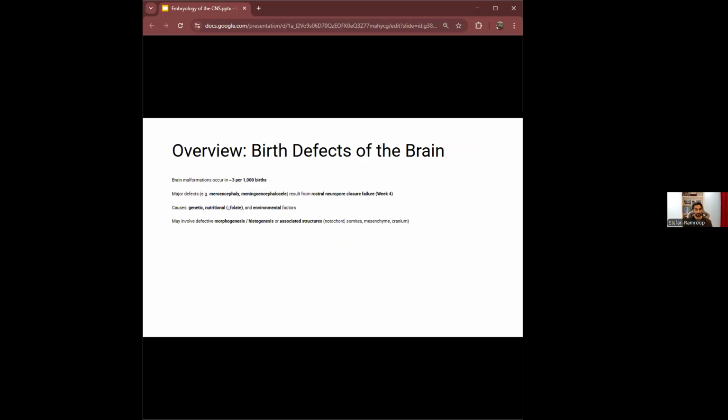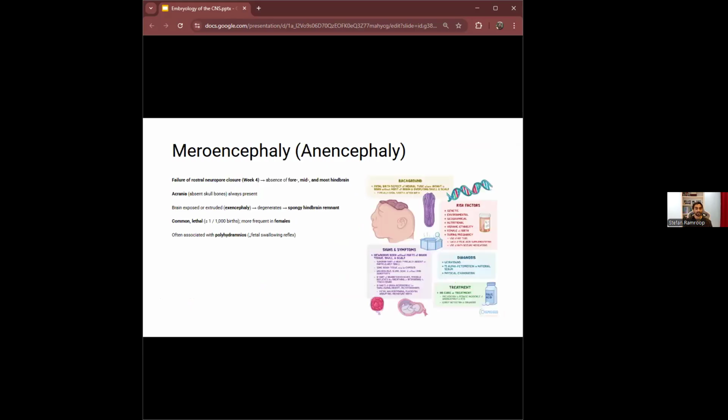Because of the brain's complex embryology, malformations are relatively common. Most major defects, such as meningoencephalocele and encephalocele, will stem from failed closure of the rostral neuropore during the 4th week. And you have many contributing factors, including genetics, nutrition, particularly folate deficiency, and environmental influences. And these defects may arise from abnormal tissue formation or from disruption in adjacent embryonic structures like the notochord and the cranial mesenchyme. So here, the earliest problems occur with neural tube closure.